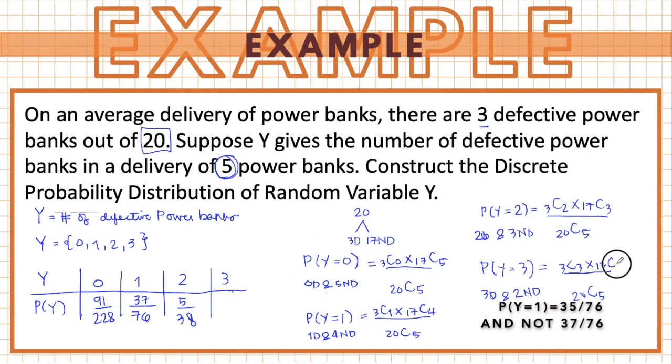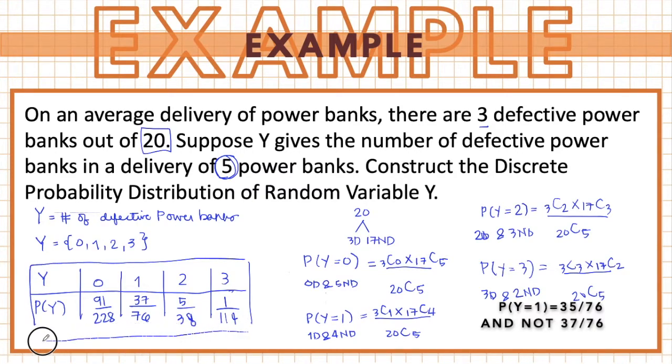17, choose 2. And then we use our calculator, and the answer here is 1 over 140. Okay? So, this will be the discrete probability distribution of random variable y representing the number of defective power banks in a delivery of 5 power banks. Okay? So, that is the discrete probability distribution.